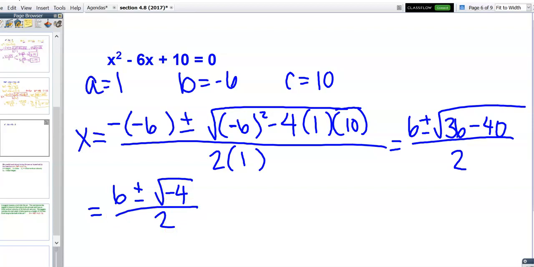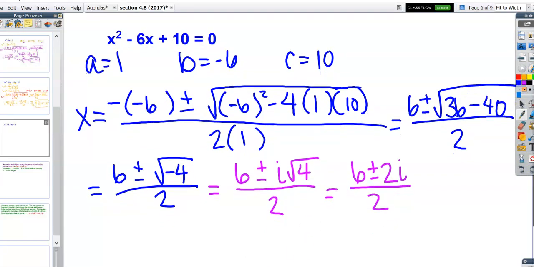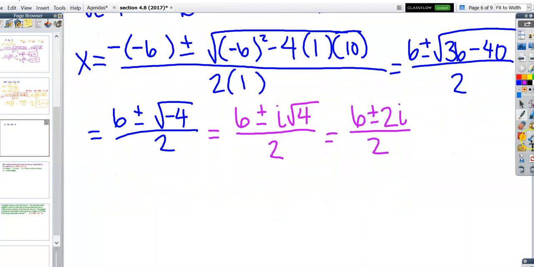Then up to this point, you've probably said, well, it's a negative square root. We can't do that. Doesn't work. But now that we've learned about imaginary numbers, we can. This is going to be equal to 6 plus or minus i times the square root of 4 over 2. Square root of 4 is 2. So this is 6 plus or minus 2i over 2.